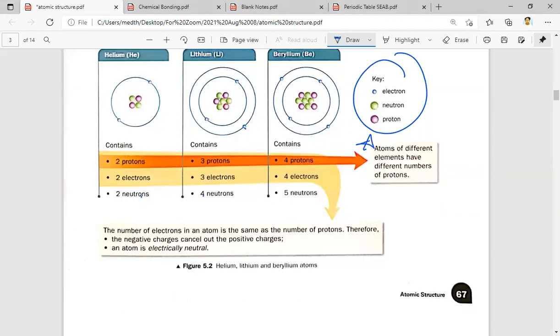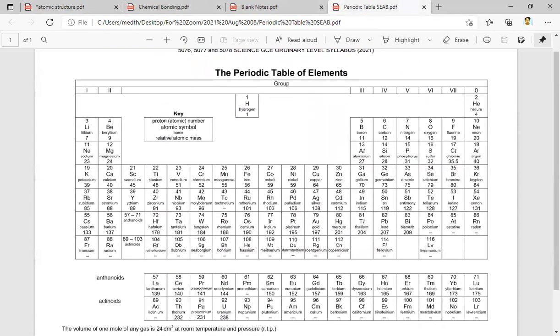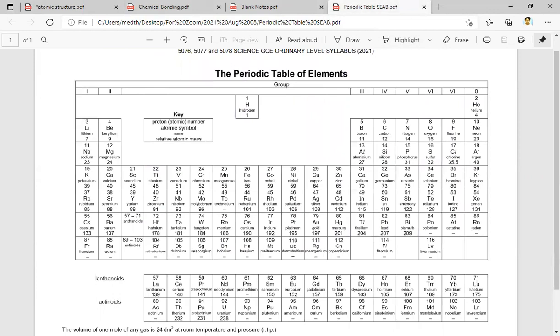Now, I want you to put one star over here and just take note. Atoms of different elements have different numbers of protons. What does this mean? I'm going to refer you to the periodic table that you're going to receive all the time. The top number here is actually the proton number. What you realize is that every single element has a different proton number. So the proton number actually tells you what element it is. This one I already mentioned before.